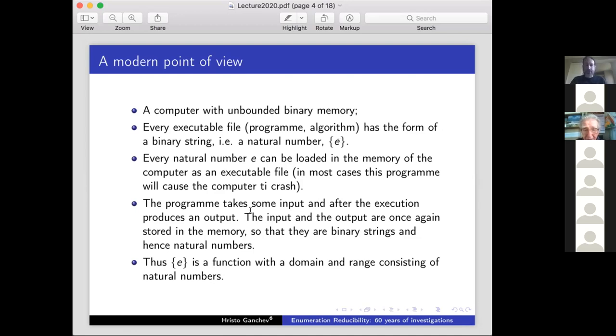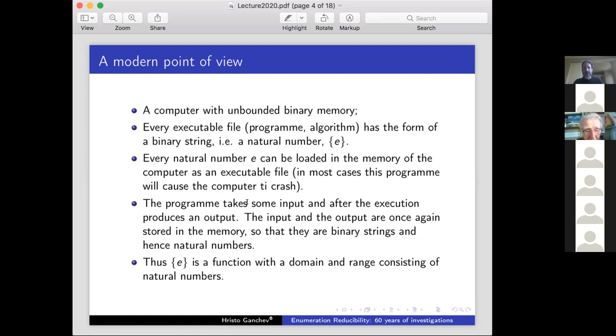What does the program do, actually? So again, if you look at what happens on the level of the memory of your computer, the program takes some input, and after the execution produces an output. The input and the output are once again stored in your memory, so they are binary strings and hence natural numbers. So what basically your computer does, when loaded with some program, algorithm, executable file, is to calculate a function with a domain and range consisting of natural numbers. So this is what happens.